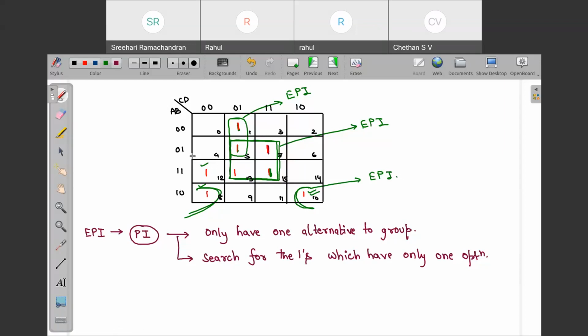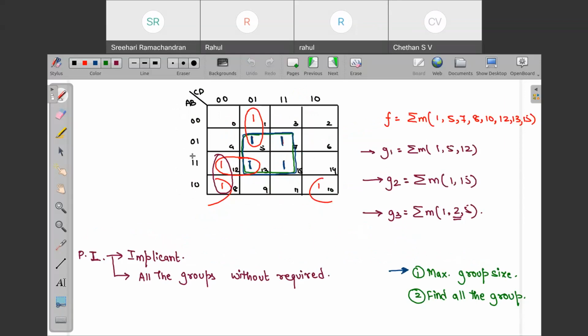Sir, yes, hello. Tell me, Srihari. This essential concept I got it, but the last one, the prime implicant, I think I missed a little bit. Okay, I will explain once again.